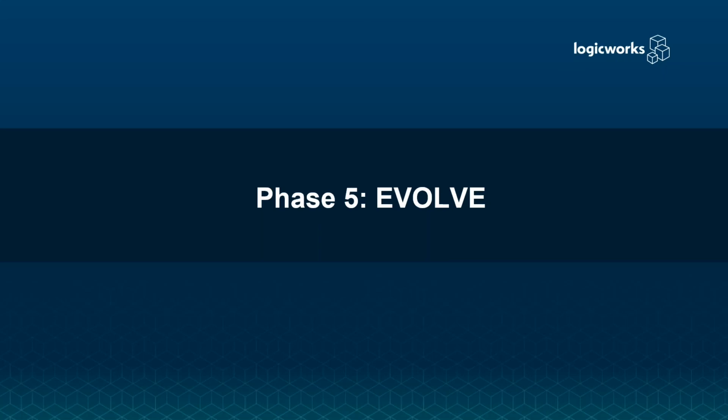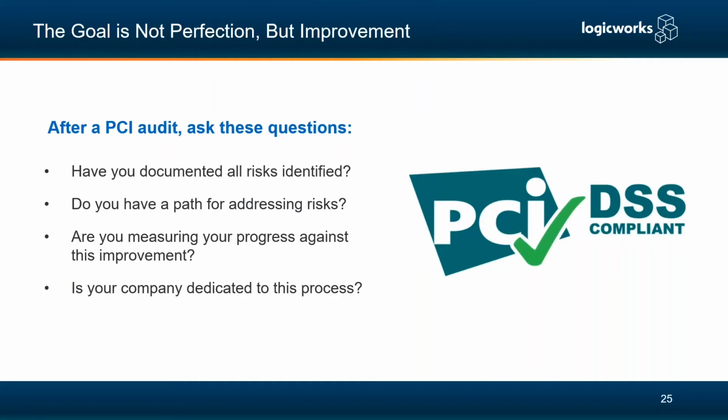And phase 5 is to evolve. Here's where we take all the learnings and we truly have to ask these questions. Have you documented all the risks in your environment? Do you have a path for addressing all the risks? Are you measuring progress? And is your company dedicated to this process?